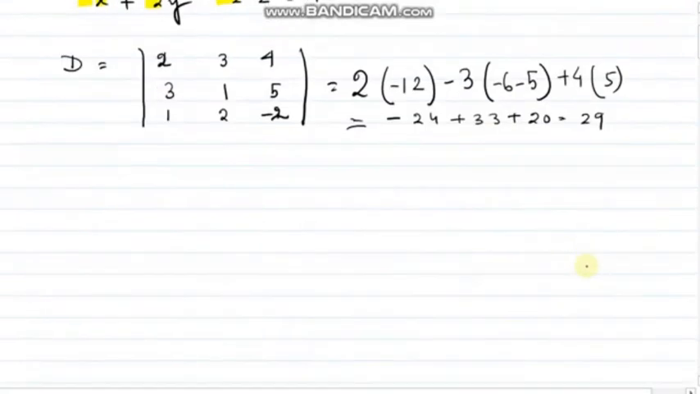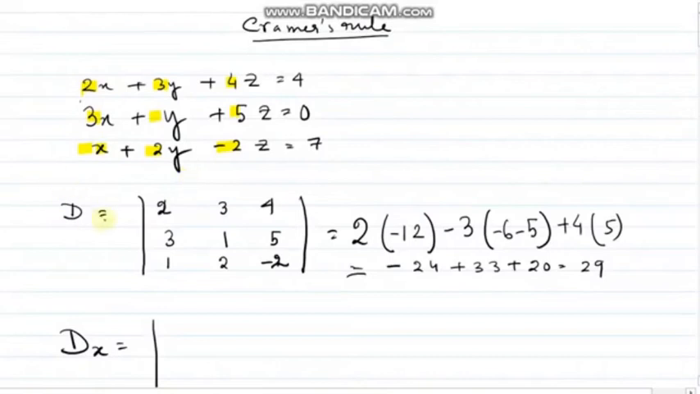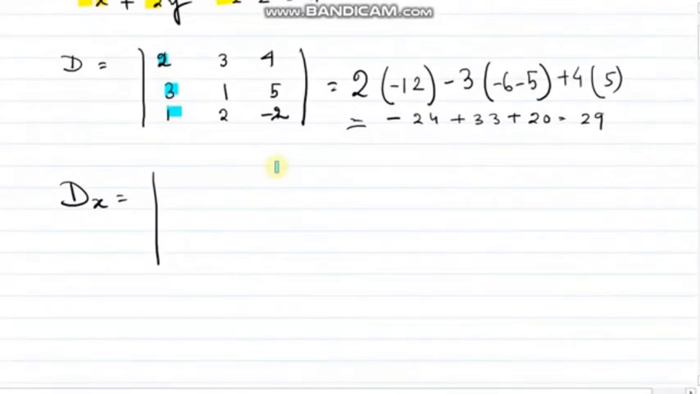Now I am going to find the value of 3 more determinants. The first determinant I am going to write is dx, where the column of x, which was 2, 3, 1, I am going to substitute by 4, 0 and 7. This is the right hand side. So this determinant will become 4, 0, 7, 3, 1, 2 and 4, 5, minus 2.